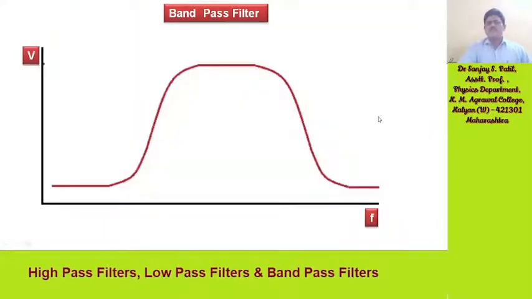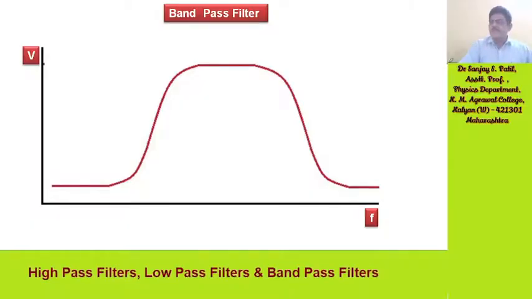So the graph of a band pass filter is like this. Low frequency will not pass, high frequency will not pass, only this band will pass. And that's why this is called a band pass filter. So this is all about the high pass filter, low pass filter, and finally the band pass filter.